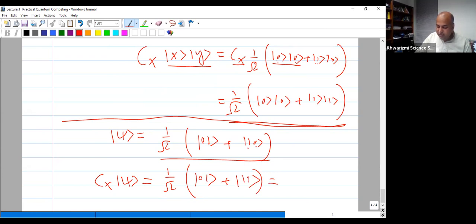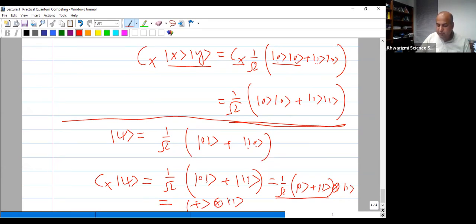But now I can take 1 from the right side common. This can be written as 1/√2, 0 plus 1, answer 1. And this state is nothing but the plus state. So plus, answer 1. This psi state of 2 qubits after passing through control X has been converted into this product state. So Madiha, does this answer your question?